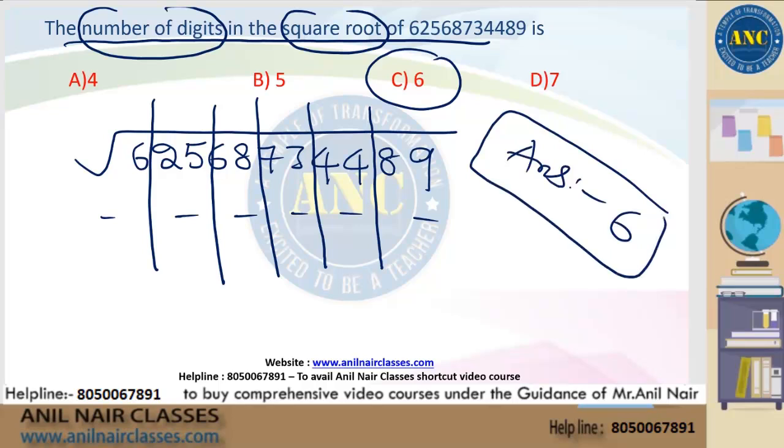Number of digits in the square root we discussed, in the cube root we discussed, in the nth root also we discussed. We have also discussed how to find the square root of a perfect square. We also found out the square root of a non-perfect square. Idea is clear, right? So don't get intimidated by looking at the number of digits. So the answer is total 6.